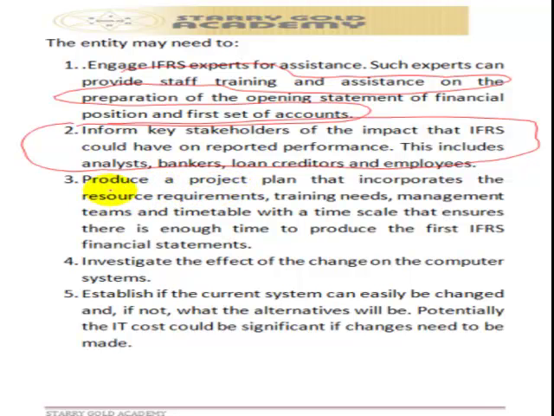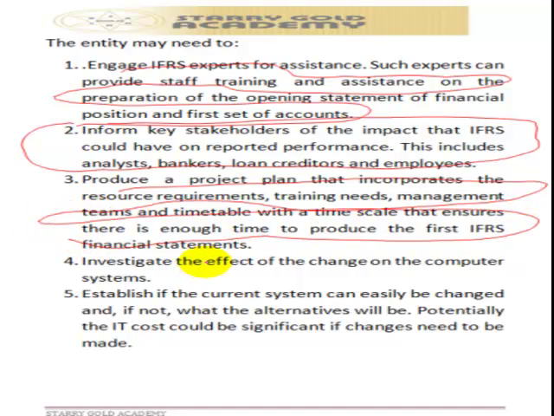Then they must also produce a plan. This is like a conversion plan that will show the timetable and how the conversion itself will be conducted. They must produce this plan. Then they will also need to investigate if there is need to change the computer software to one that is conversant with IFRS. A company may also need to consider all this too. That is, changing of computer software.